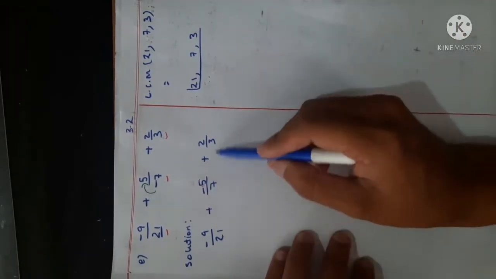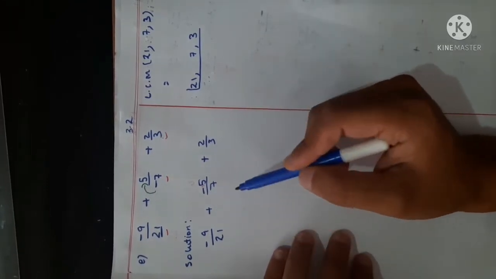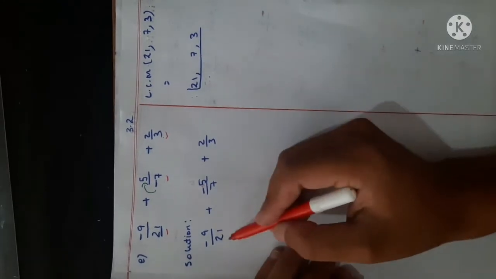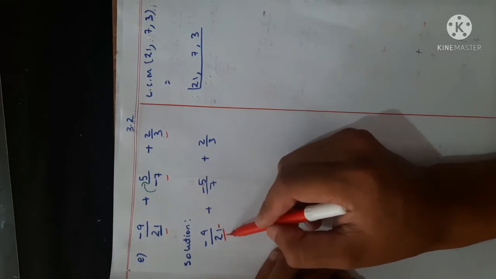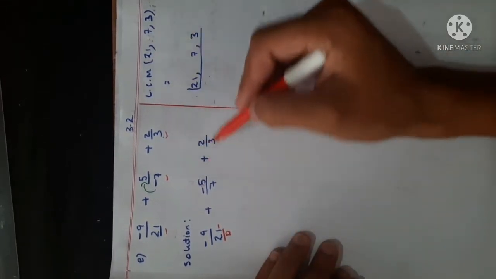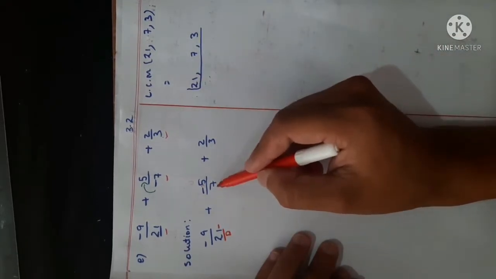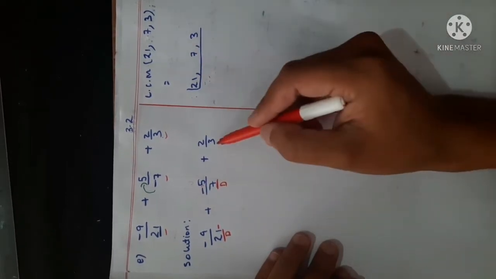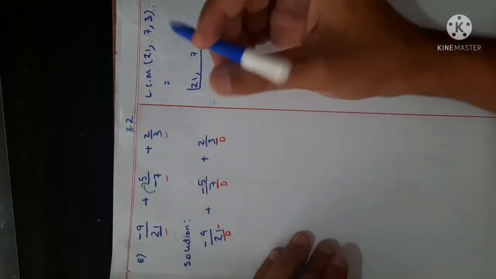So now we have got these three rational numbers. In order to add them, what should we do? We must find the LCM of the denominators. For the first rational number, the denominator is 21, so 21 here. The second rational number, the denominator is 7, so I write 7. And the third rational number, the denominator is 3, so I write 3. Now we find their LCM.